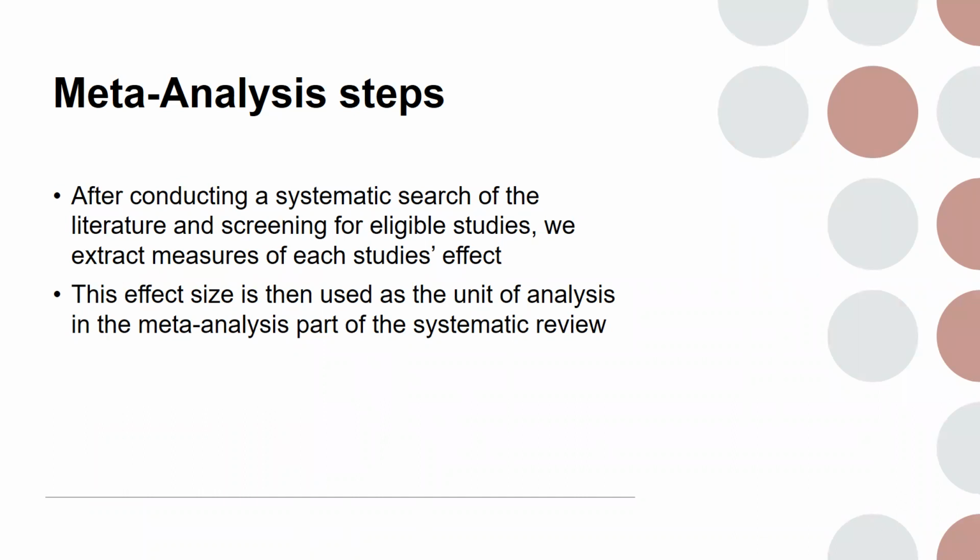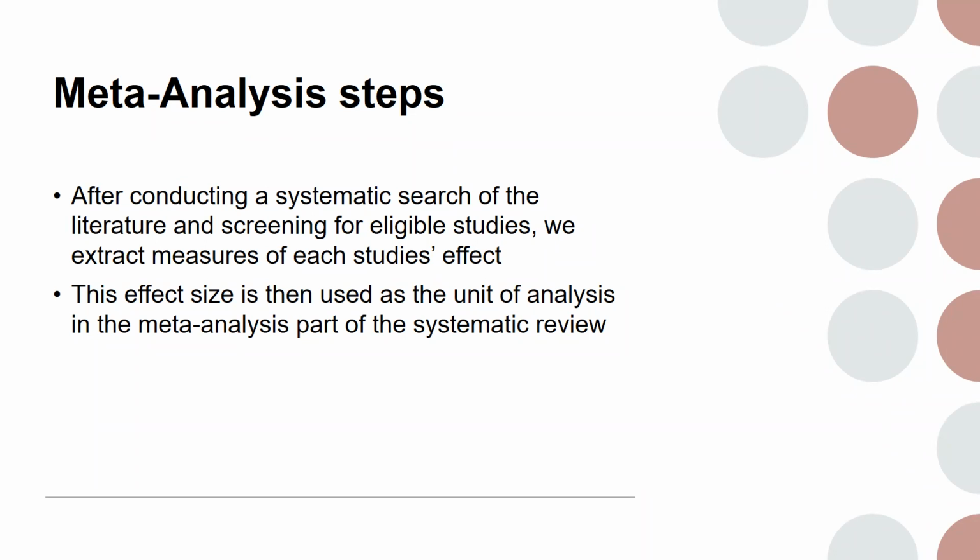Okay. And so just to remind us, or if this is new to you, what happens in a meta-analysis? Well, after we've conducted a systematic search of our literature and we screened for eligible studies that address our question, we then from each study extract what we call an effect size, which we can think of as a measure of that study's results.